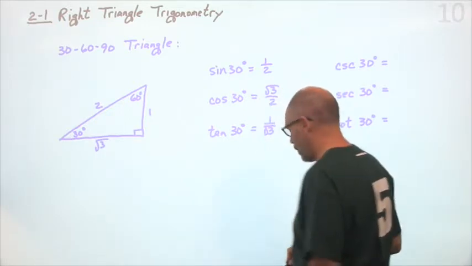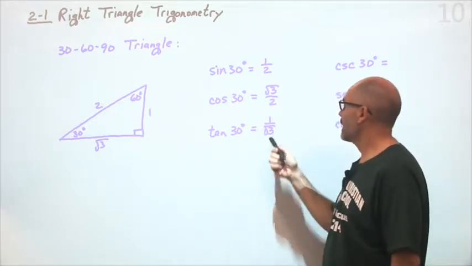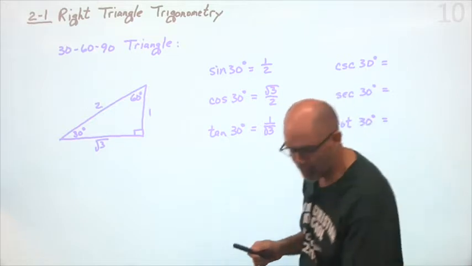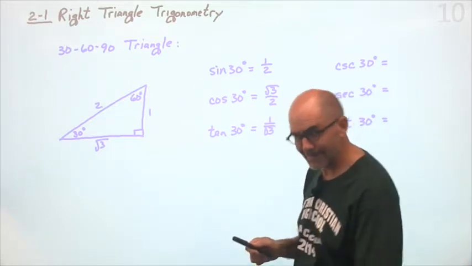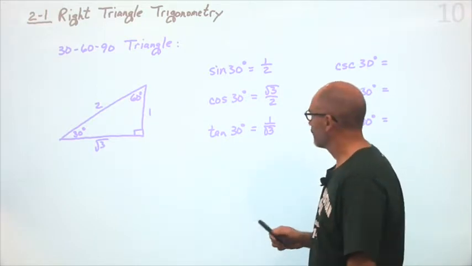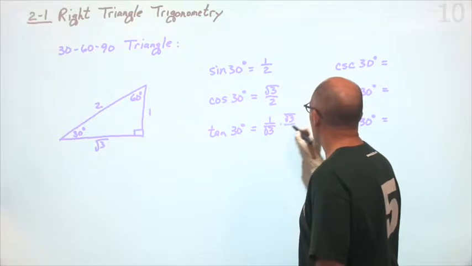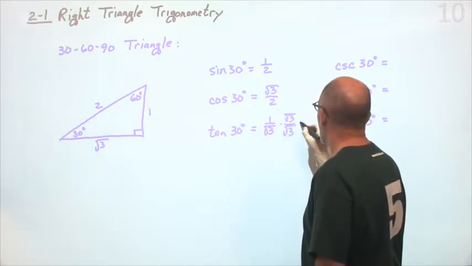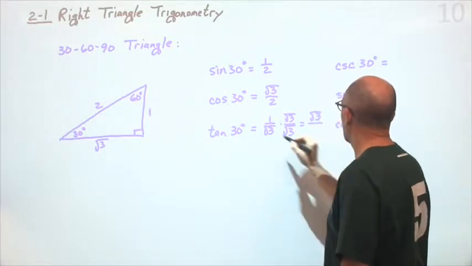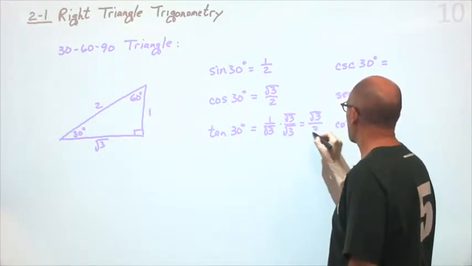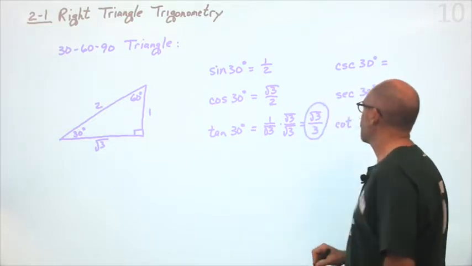Now, we are not like the godless heathen who leave radicals in their denominator. So, we must rationalize our denominators. Okay, so we multiply by square root of 3 over square root of 3. And notice now we have square root of 3 over square root of 3 times square root of 3, which is 3. So tangent of 30 degrees is square root of 3 over 3.